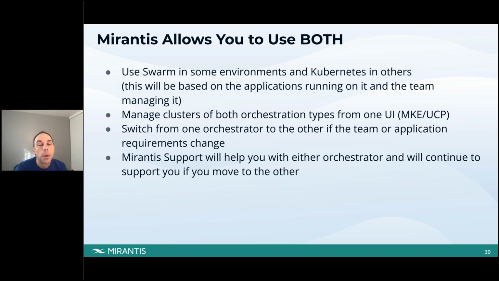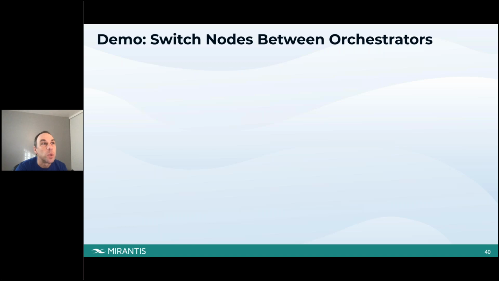So now I'll show you a demo of switching nodes between orchestrators. I'm just going to give you the caveat that this is just moving your nodes from one orchestrator to another. Your workloads are going to stay with the orchestrator that they're on. So for instance, if I have a workload on Kubernetes running on a specific node and I move that node to Swarm, the scheduler will reschedule that workload onto another node that's running Kubernetes. And I'll show you that in the demo.